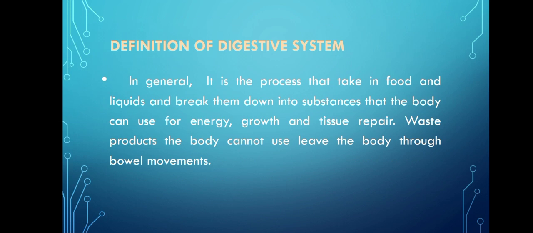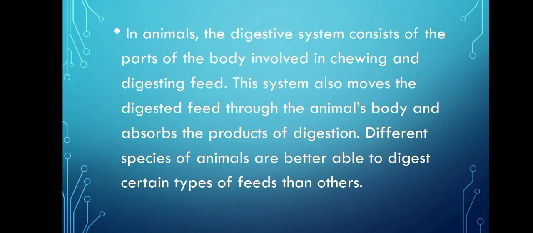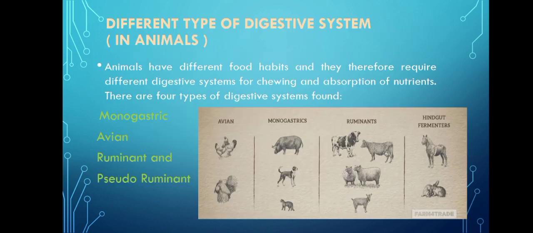So what is the digestive system? In general, it is the process that takes in foods and liquids and breaks them down into substances that the body can use for energy, growth, and tissue repair. Waste products the body cannot use leave the body through bowel movements. In animals, the digestive system consists of parts of the body involved in chewing and digesting feed. This system also moves the digested feeds through the animal's body and absorbs the products of digestion. Different species of animals are better able to digest certain types of feeds than others.